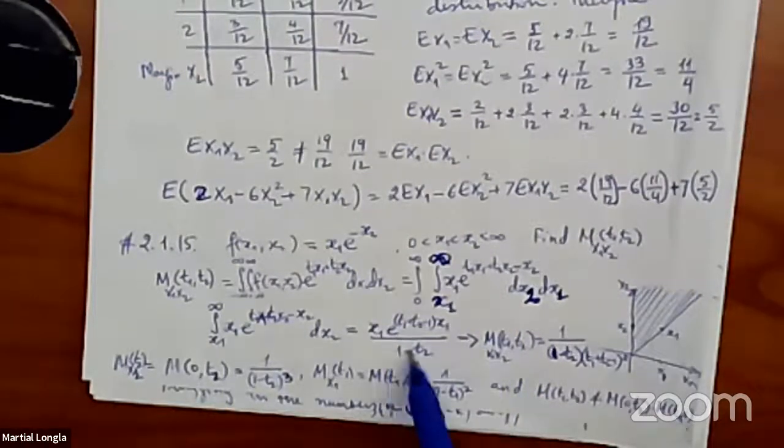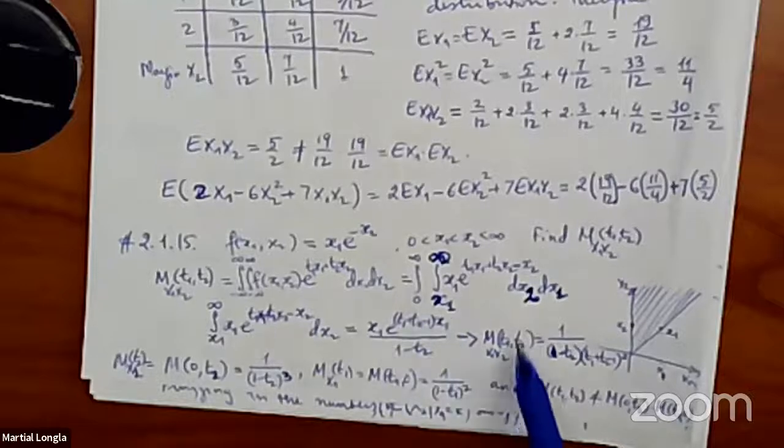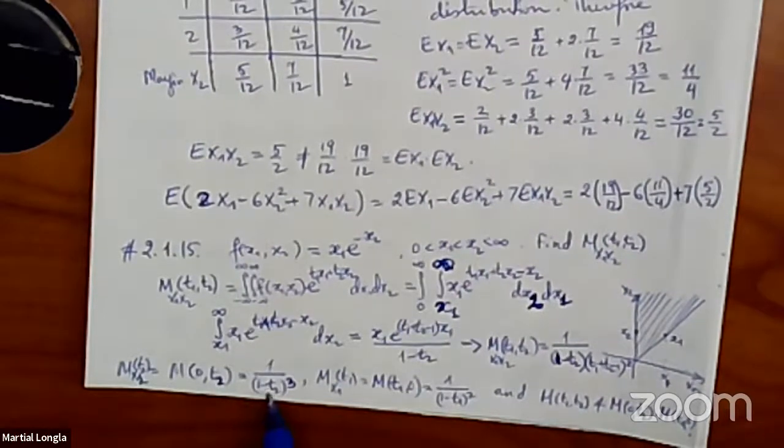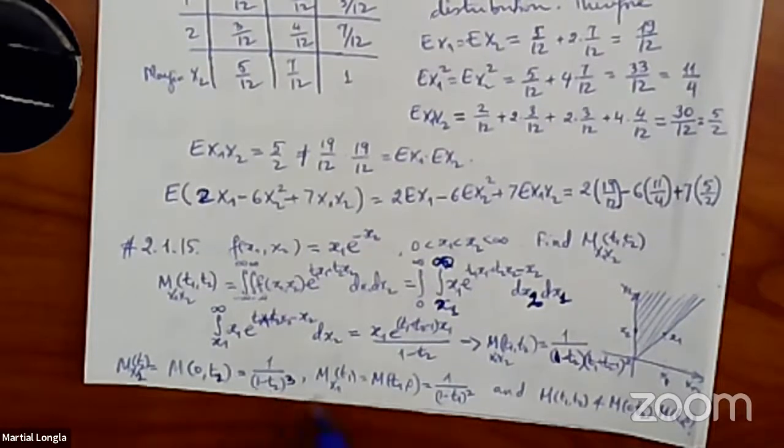So when you do that, this is what you get. Then you integrate this thing with respect to x1, and you get 1 over (1 minus t2) times (t1 plus t2 minus 1) squared. Then all you had to do after that was to plug in 0 for t1 to find the moment generating function of x2, then plug in 0 for t2 to find the moment generating function of x1.